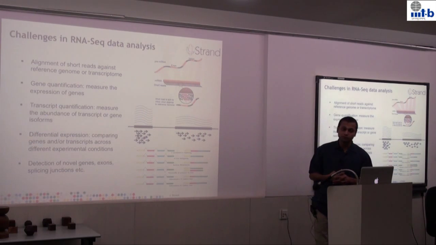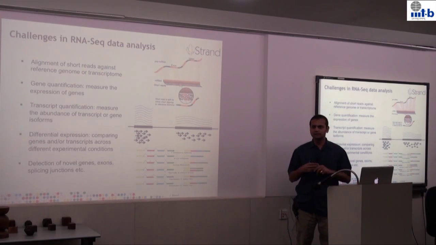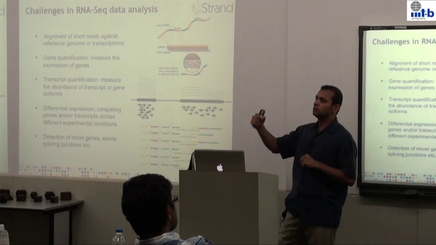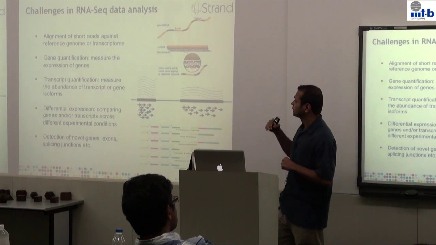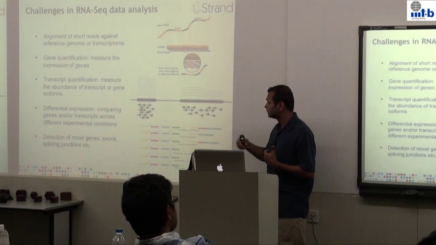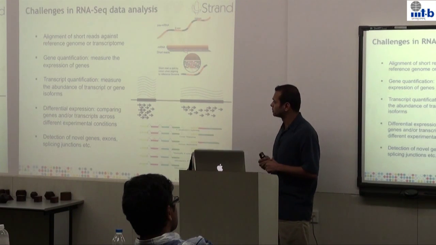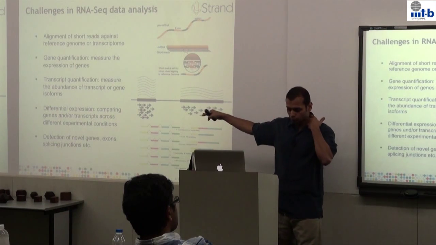That's the second problem. Third problem, which I have not told you so far, I've only told you that there are genes which exist. For each gene, there are multiple isoforms that exist. Can we understand which isoform of that gene is active and which is not active? So that's the third problem. How do we quantify at the isoform level, at the transcript level?